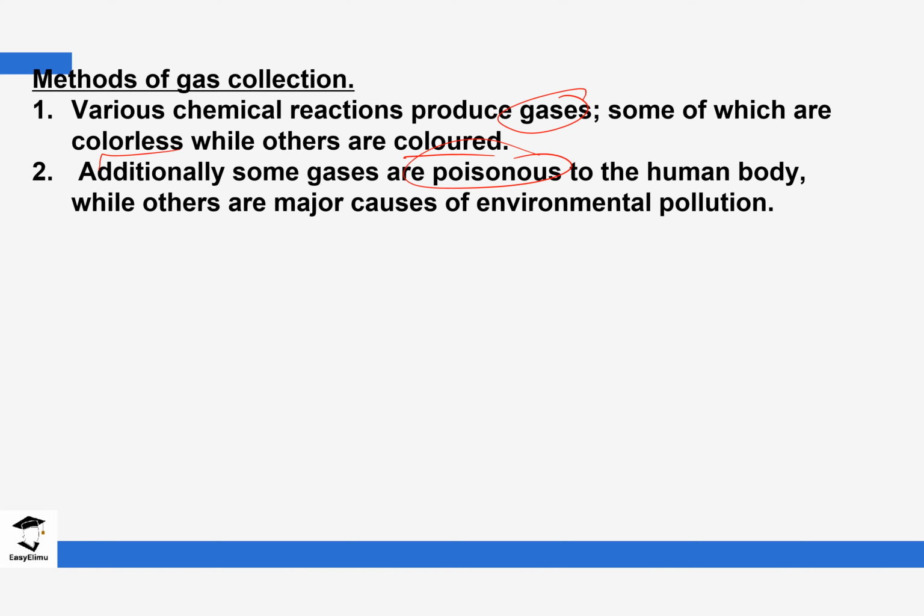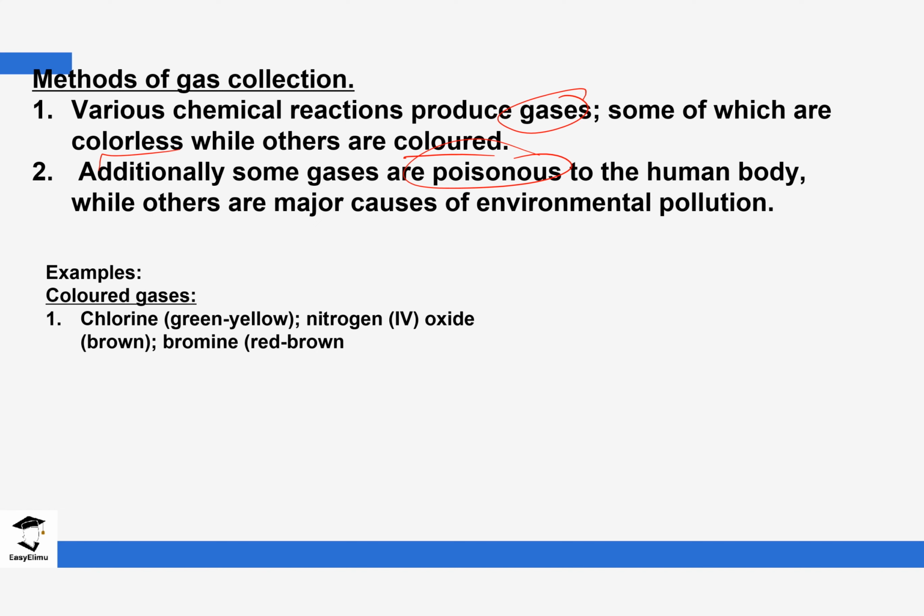Examples of colored gases we have are chlorine, which is green-yellow, nitrogen oxide, which is brown, and bromine, which is red-brown. We do have also other gases that are colorful. We are going to discuss them in detail later on.